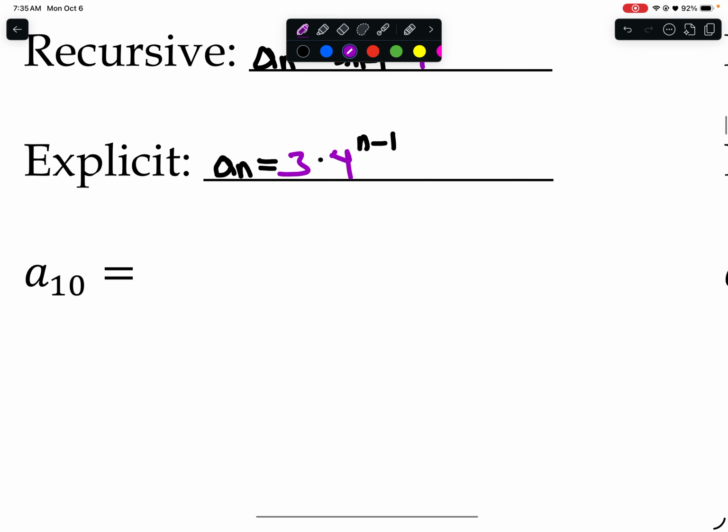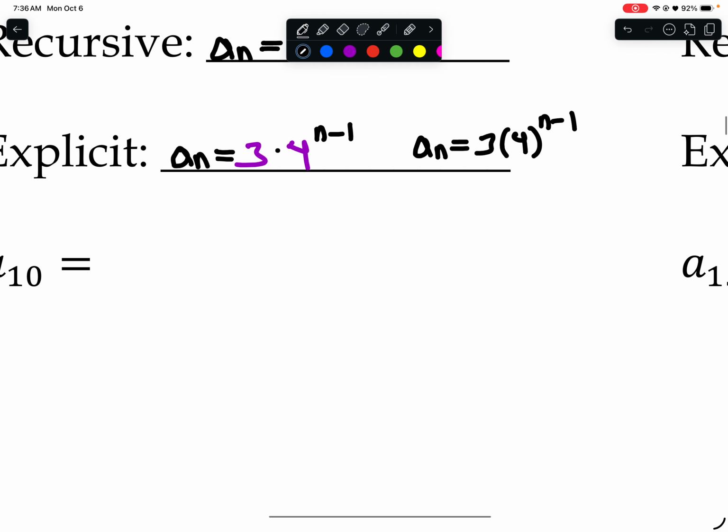So there's a few different ways that you could write this. So I could also write it, let's be consistent with our sequence first: 3 parentheses 4 raised to the n minus 1. So this is another way that you could technically write it. So I'll kind of slide that up there. And then we'll do the next conversion actually in a bit.